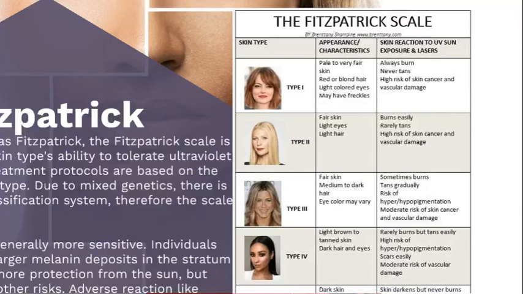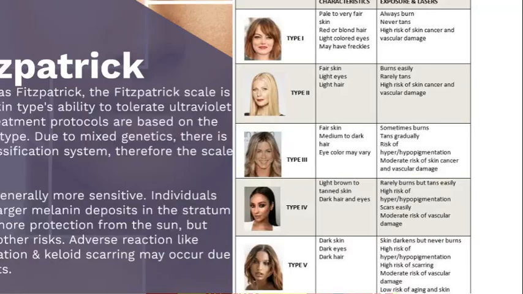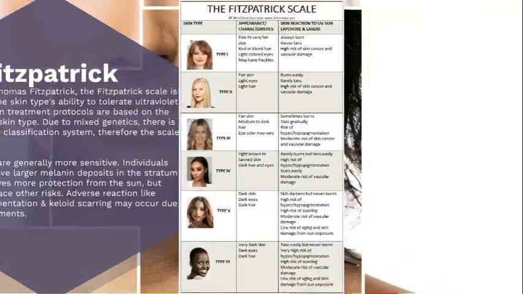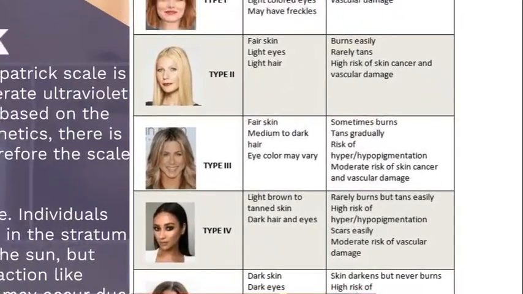So you can see your type 1, they're going to be pale to very fair skin, red or blonde hair, light color eyes, and they may have freckles. Their skin exposure, they will always burn, never tan. They have a high risk of skin cancer and vascular damage. Your type 2, fair skin, light eyes, light hair, burns easily, rarely tans, high risk of skin cancer and vascular damage.